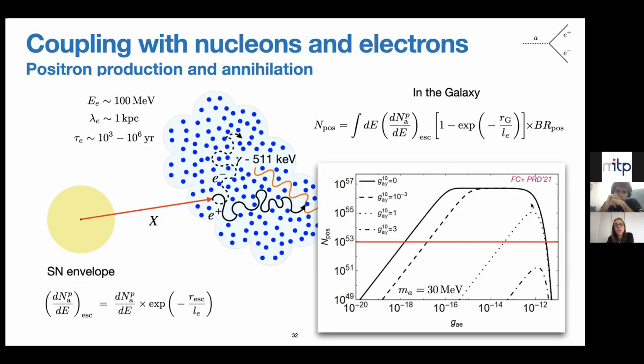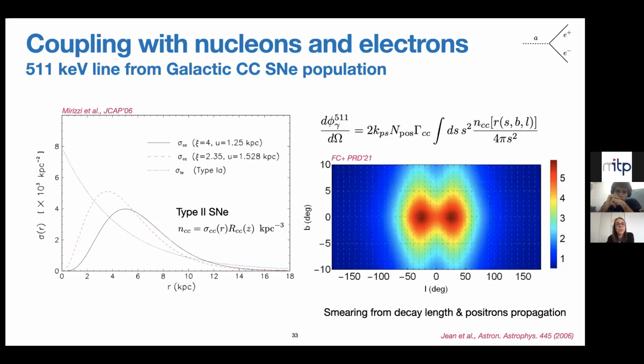By computing this total rate of positron production, people have used it to set a bound on the ALPs-electron coupling based on the observation of INTEGRAL, but we went a bit further. What we did was actually to compute the signal in 511 keV photons that we would expect from a galactic population of core collapse supernovae.